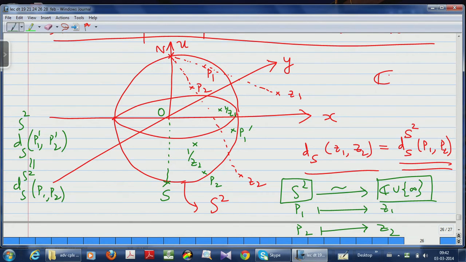Okay. In other words, I am saying that if I draw this arc here and this arc here, they are of the same length. Mind you, this is a perspective drawing, so they do not really look to be of the same length when I draw it on this, but they are of the same length essentially.